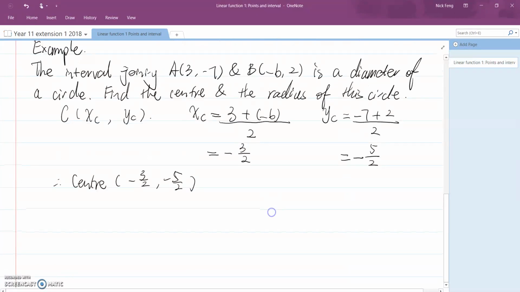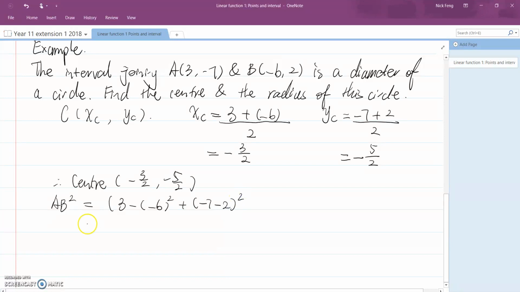Now to find out the radius, which is half of the distance of the diameter. The diameter, which is the distance of AB, we use a distance formula. My preference is always just put whatever you like, the first or the second as x1 or x2, but you have to follow the same order. So if you start with 3, take away -6 as x2 and x1, the next one you have to do the same.